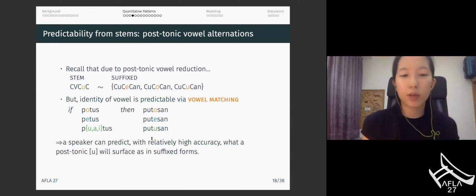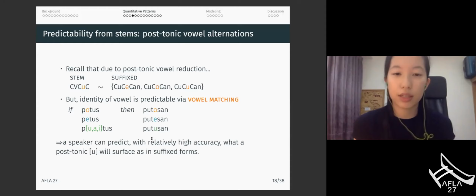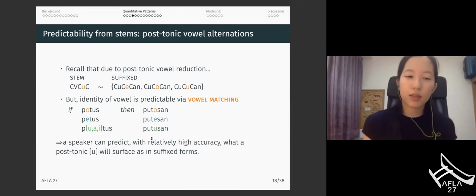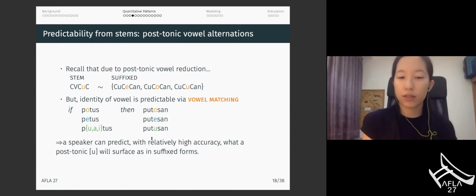Otherwise, this post-tonic U tends to not alternate and will surface as U when stressed in the suffix form. So because of this pattern, a speaker could in principle predict with relatively high accuracy what a post-tonic U will surface as in the suffix form.